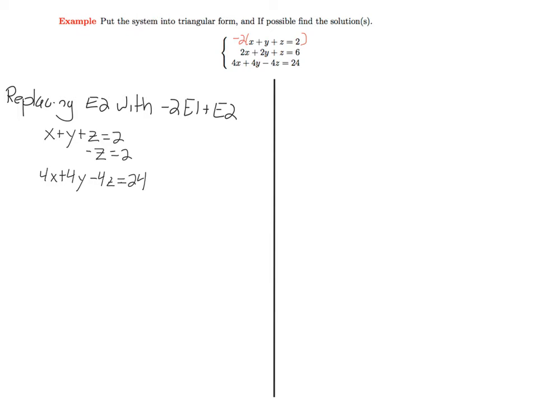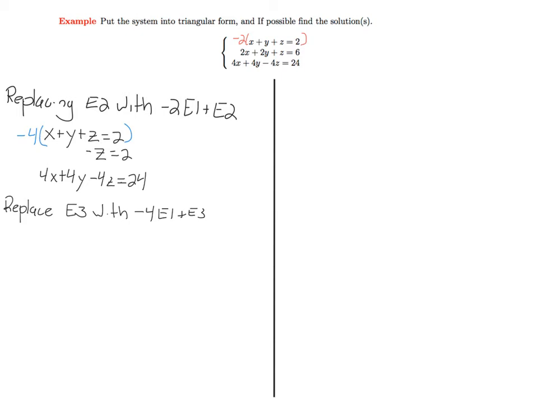And that's okay. We don't have to have y terms in the second equation. Next, let's go ahead and replace E3 with minus 4 E1 plus E3. So we're going to take equation 1, multiply this by minus 4, and then add it to equation 3, and that's going to kill the x term in equation 3.